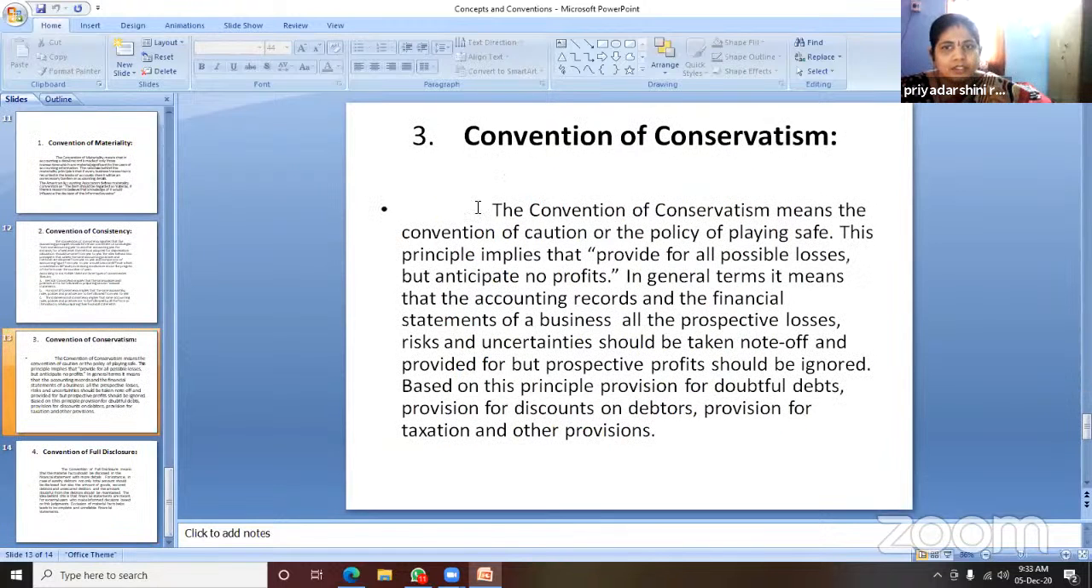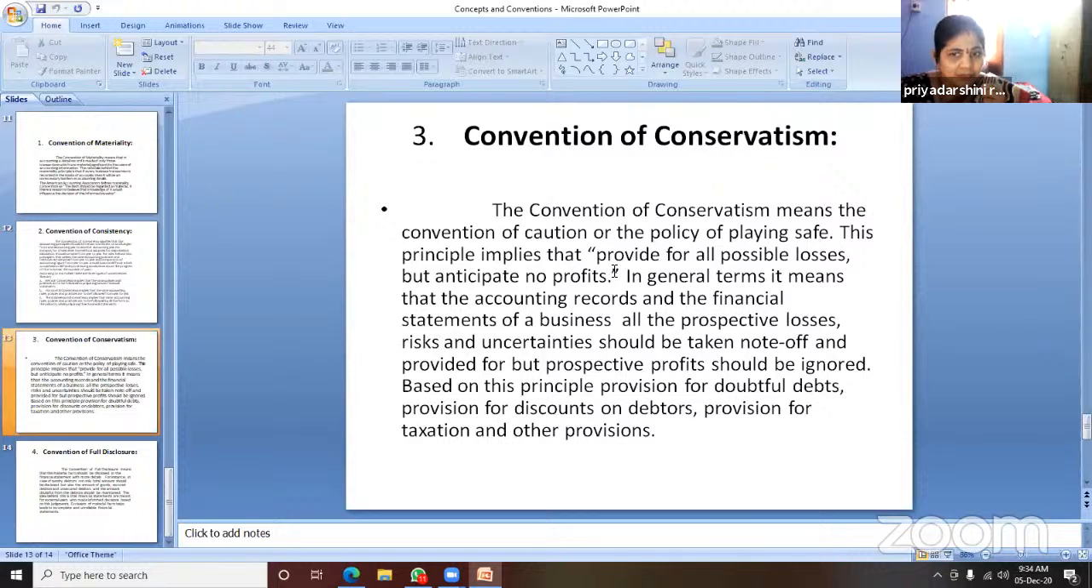So coming to the third convention, the convention of conservatism. The convention of conservatism means the convention of caution or the policy of playing safe. This principle implies that provide for all possible losses but anticipate no profits.